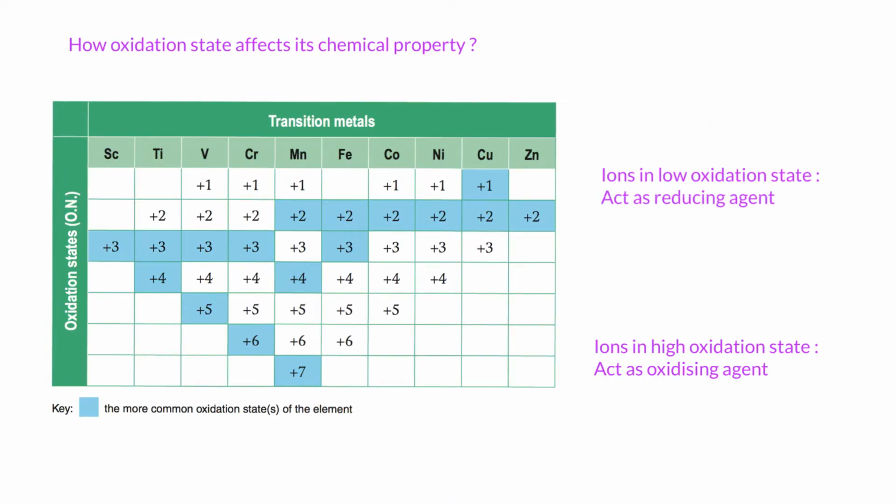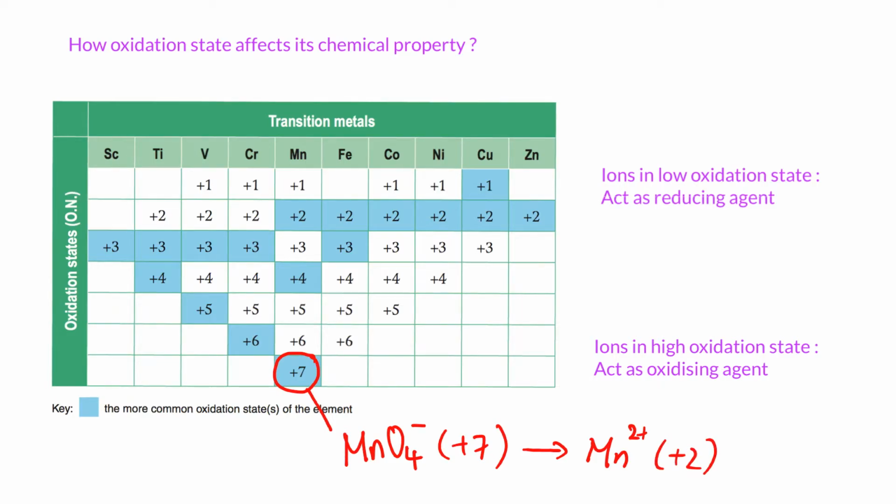So how does oxidation state affect its chemical properties? You can see from this table, take for example manganese +7. Actually, it is the compound permanganate, so permanganate has oxidation state +7. Because it has the highest oxidation state, it has room to go down from +7 to +2. Therefore in this case, MnO4- can act as an oxidizing agent. For ions in high oxidation state, they have room to go down, so they can act as oxidizing agents, for example MnO4- and Fe3+.